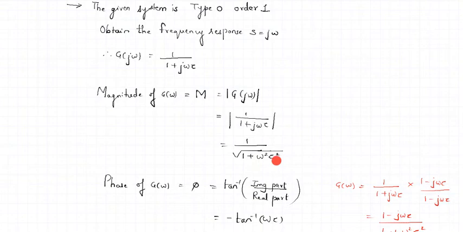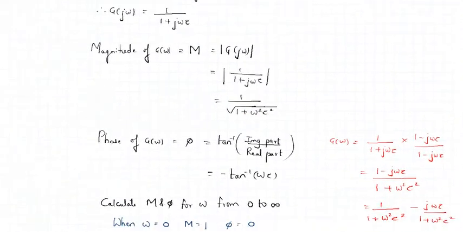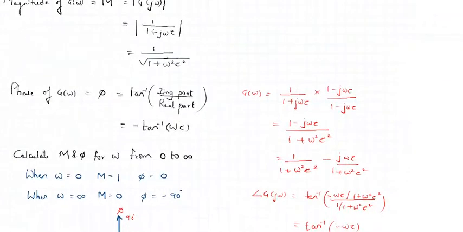So this is the magnitude part of it. How do we find the phase? For phase we have to do again the same procedure of finding the imaginary part and the real part, right? So what is the imaginary part and real part for the given system? We need to separate them to get the imaginary part and real part.